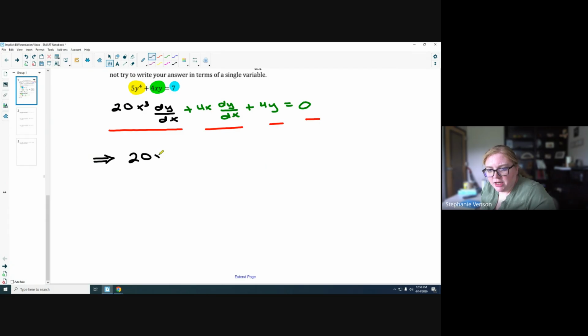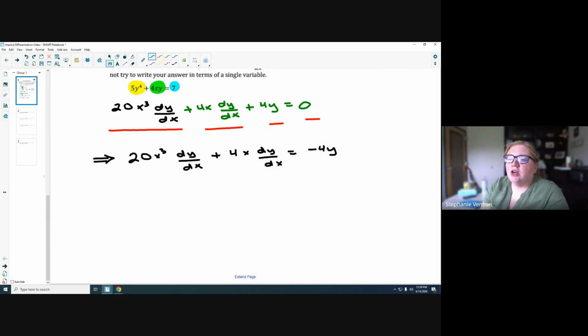So this is going to become 20x cubed dy dx plus 4x dy dx equals negative 4y. Okay, so I still have those 3 terms, 1, 2, 3. But now those 2 terms with the dy dx are by themselves on the left-hand side. So what I can do now is factor out the dy dx.